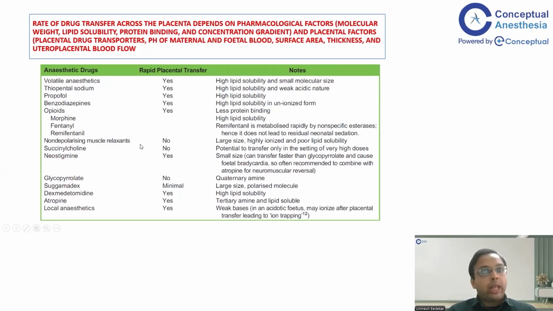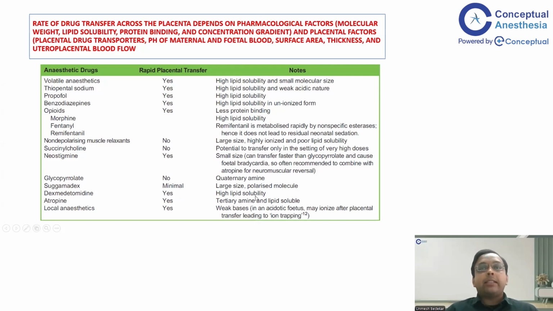Succinylcholine again does not undergo rapid placental transfer. Neostigmine will, in view of its small size, and this can transfer faster than glycopyrrolate, which is dangerous because it can cause fetal bradycardia. So it is often recommended to combine it with atropine for neuromuscular reversal. Neostigmine will cross faster than glycopyrrolate, and glycopyrrolate, being a quaternary amine compound, will not cross the placental barrier. Sugammadex again has minimal placental transfer because of its large size and polarized molecule.